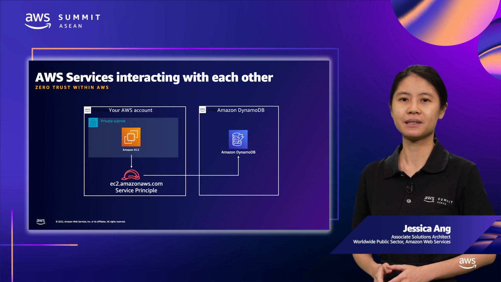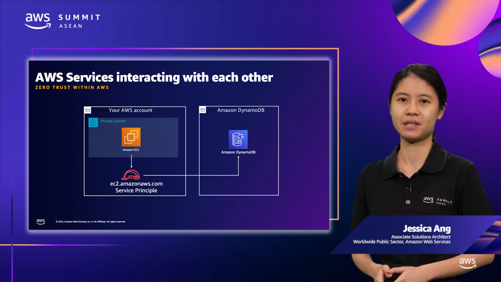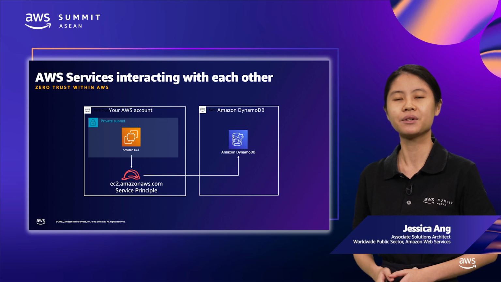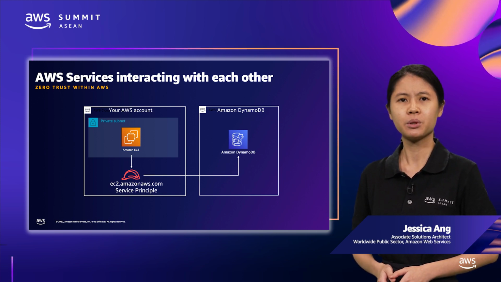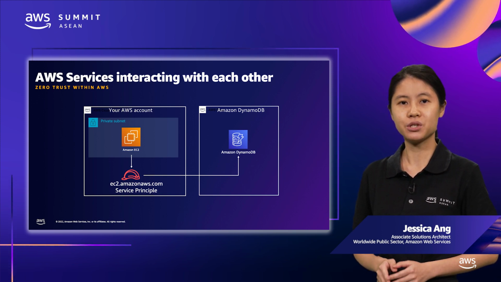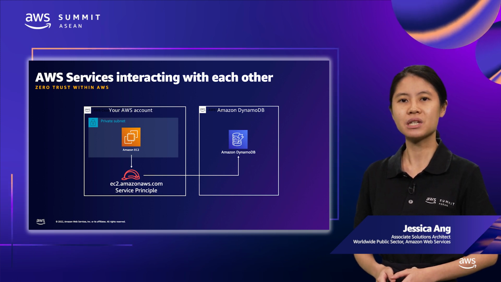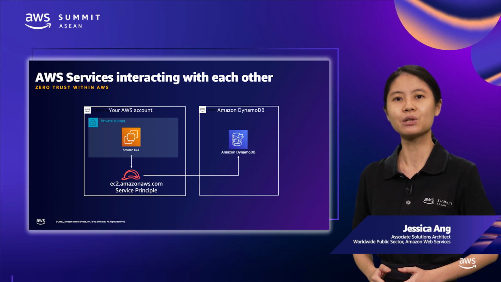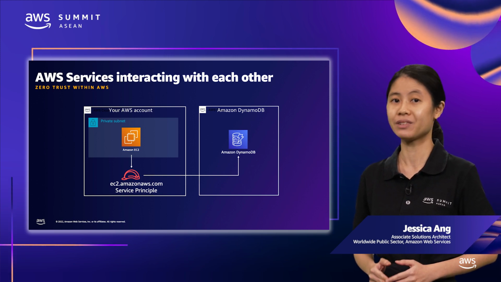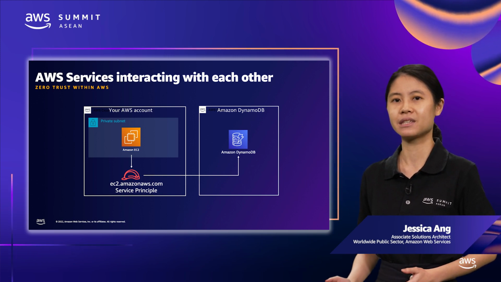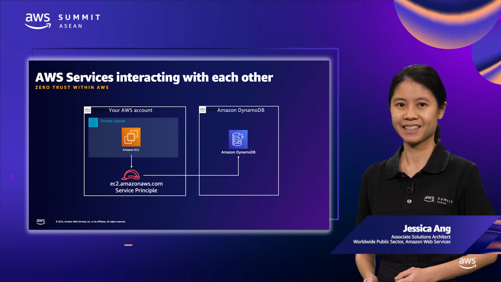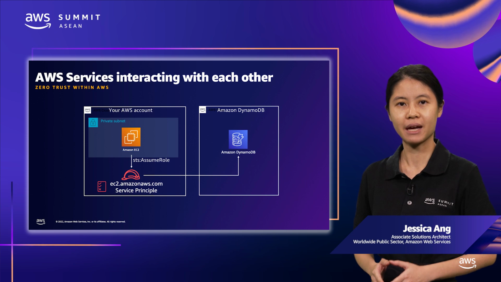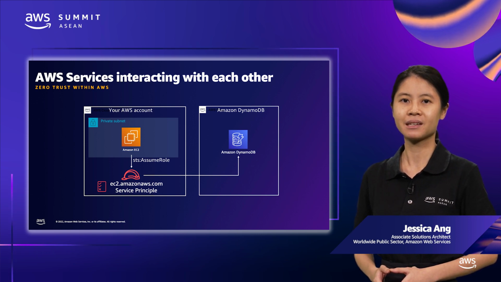Our next example of how Zero Trust is used within AWS is when two AWS services need to interact with each other on your behalf. We use the same mechanism that you use as our customers to interact with our services. In this example, let us take a look at an application deployed on top of EC2, requiring access to data stored in DynamoDB. Here, an IAM role is assumed by the EC2 instance to interact with Amazon DynamoDB.